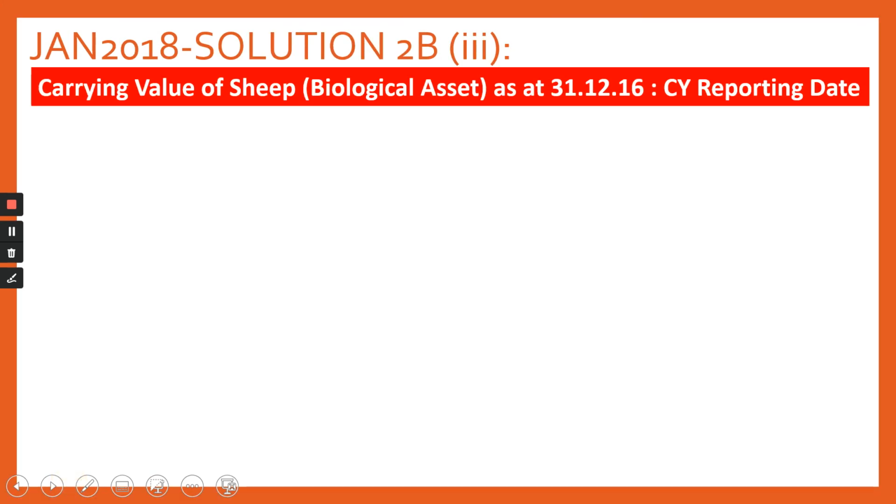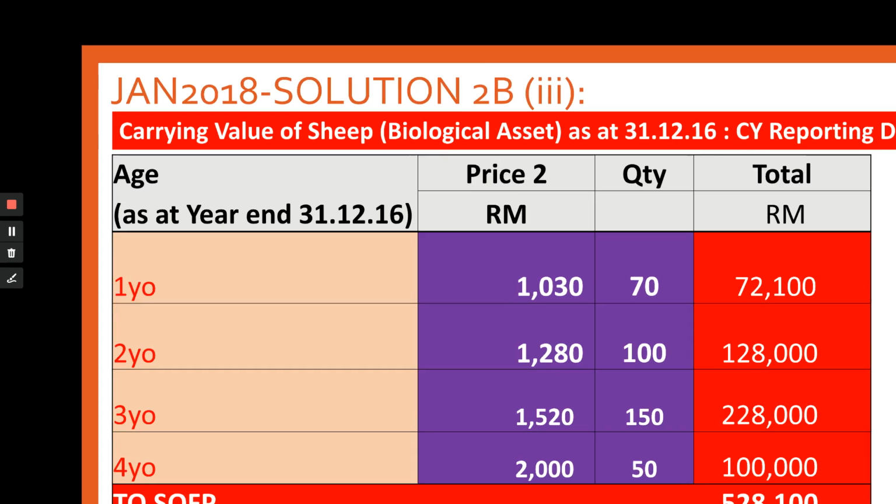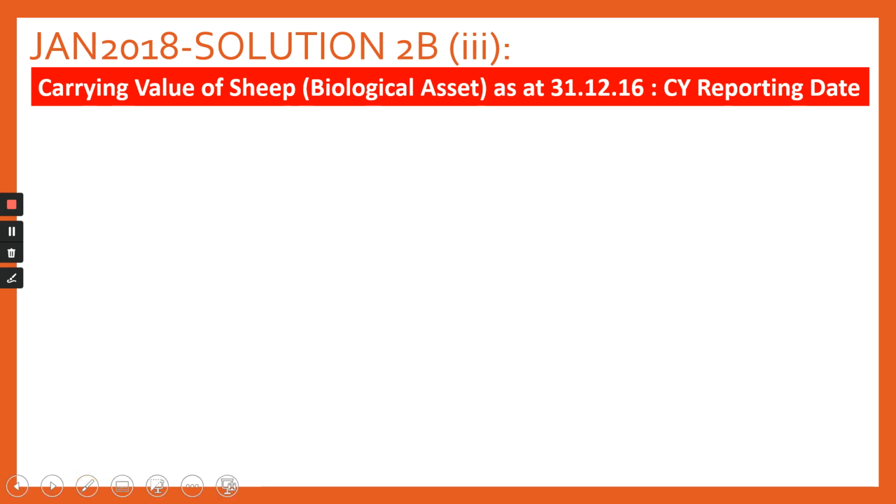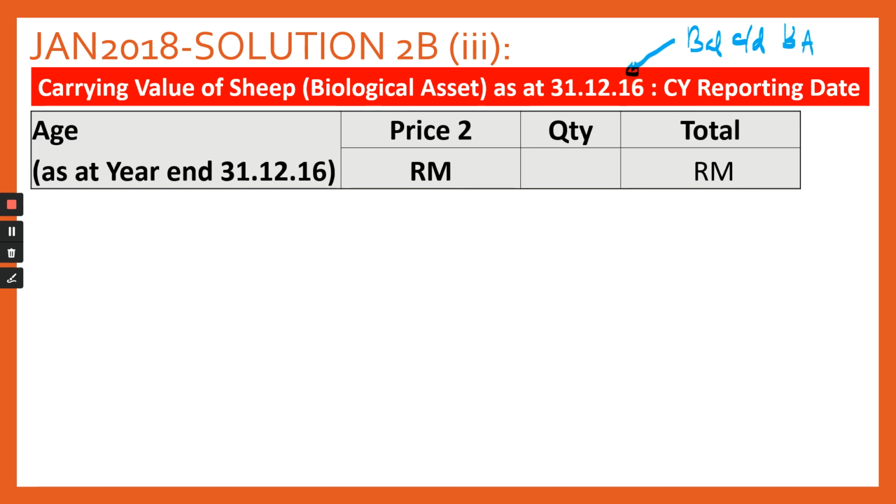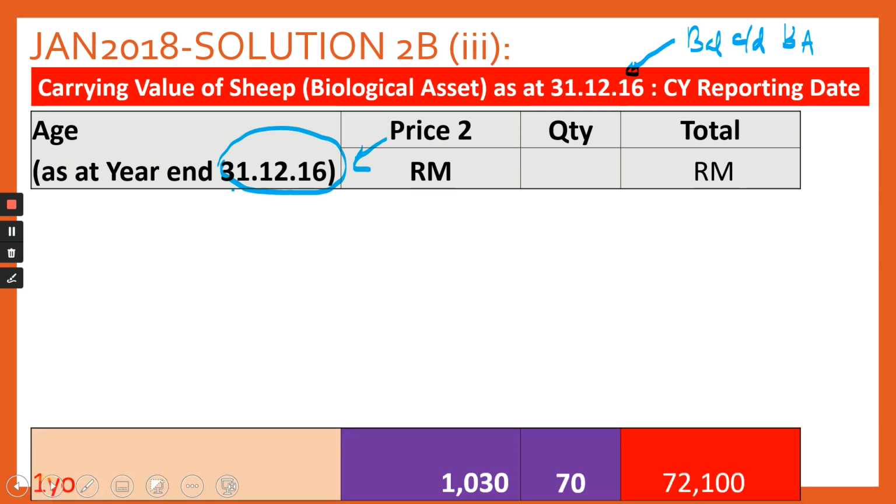So you are asked to calculate the carrying value of the sheep as at 31st of December. So calculate the carrying value as at 31st of December, meaning that they want you to calculate what is the balance carried down in your biological asset on this date. So if that is the case, you need to find out what is the age as at 31st of December, what will be the age, and what are the prices also as at 31st of December. So let's see.